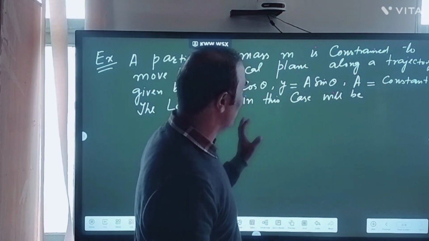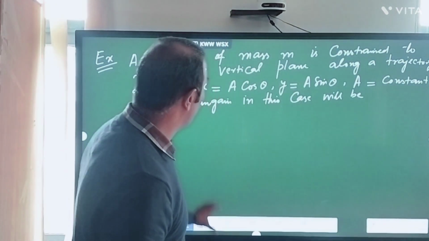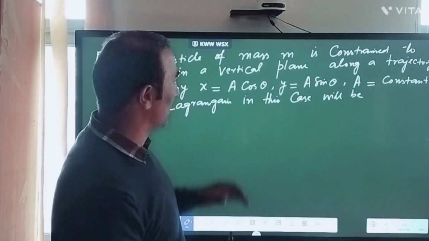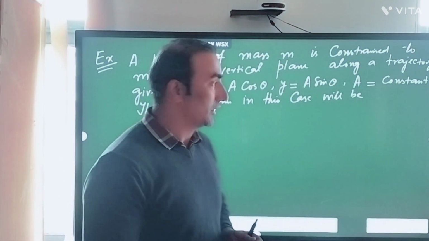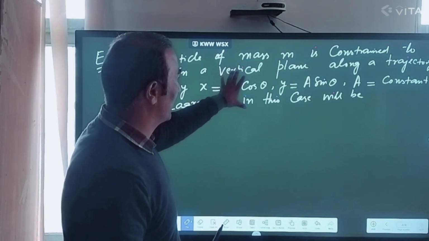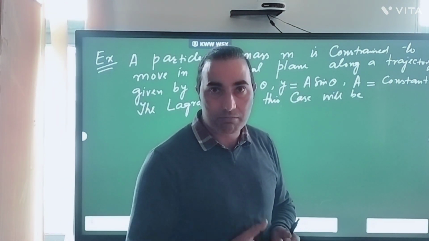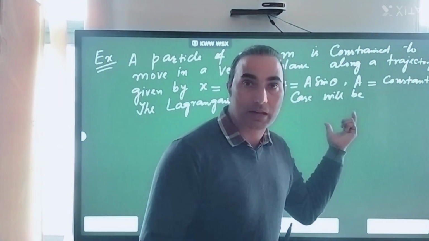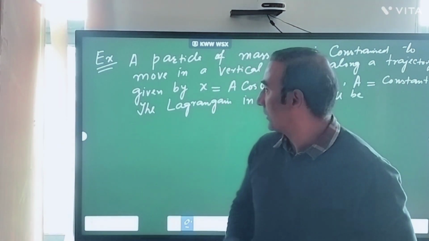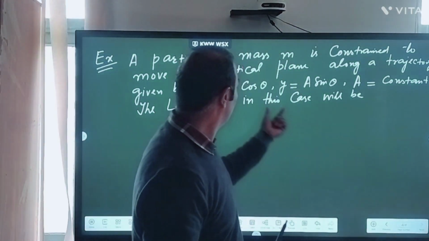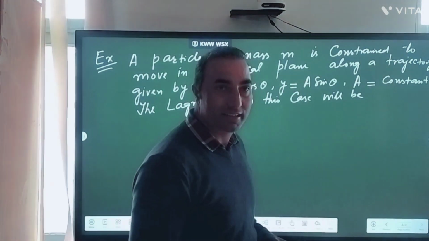About this, the application of Lagrange, right? So the second problem tells us that if we have a particle of mass m that is constrained to move in a vertical plane, so we have a plane where a particle of some mass m is moving, and that trajectory is given by the equation: x equal to a cos theta and y equal to a sin theta.